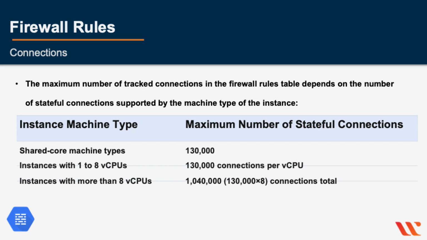So you can see that if you have a shared core machine, then it's 130K stateful connections. Machines for 1 to 8 vCPUs, then it's per vCPU you have 130K connections. And if you have more than 8 vCPUs, then you can have more than 1 million connections.